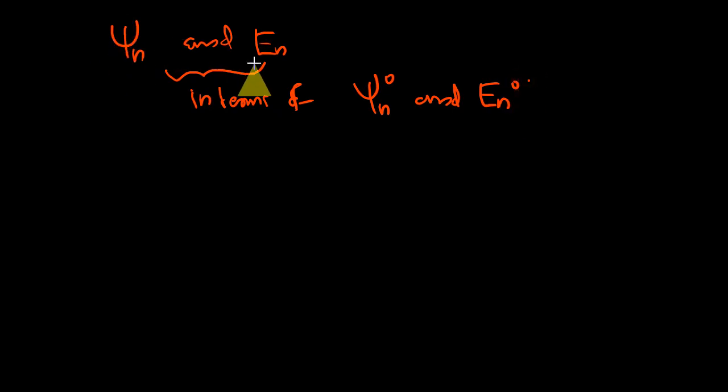The wave function and energy of the perturbed system is determined in terms of psi n0 and En0, which are the wave function and energy of the unperturbed system. Okay, so how are we doing this? We will find some correction terms to the psi n0 and En0. Our system is perturbed. Because of the perturbation, there will be some correction terms, and those correction terms will be added to the wave function or energy of the unperturbed system.